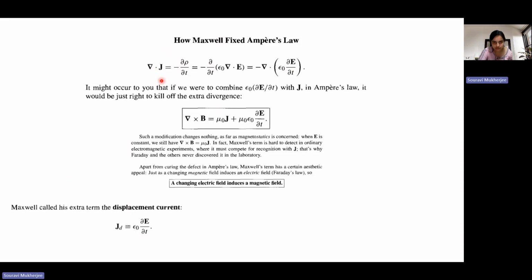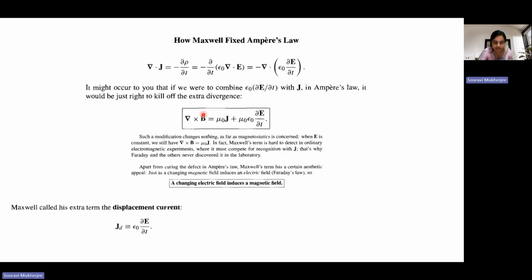So if you add this term to your equation, this will basically make the left hand side go to 0 when you take the divergence, right? So that is the extra term that Maxwell added. Now, this is very interesting because if you consider the case where J is 0, what you end up getting is curl of B equal to mu naught epsilon naught del E del t. So this is again telling you that a changing electric field can also induce a net magnetic field.